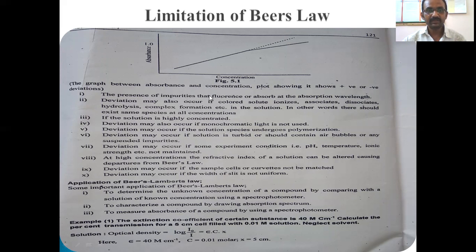The presence of impurities that fluoresce or absorb at the absorbing wavelength. Sometimes a substance has fluorescence present, or some impurity is present that also absorbs radiation, so the solution alone does not absorb the total radiation; that cannot happen. This is one drawback. Then deviation may also occur if a colored solution ionizes, associates, dissociates, hydrolyzes, forms complexes, etc. in the solution. In other words, there should be exactly the same species at all concentrations. Sometimes when you pass radiation through it, the solute can ionize or dissociate. This is the second drawback.